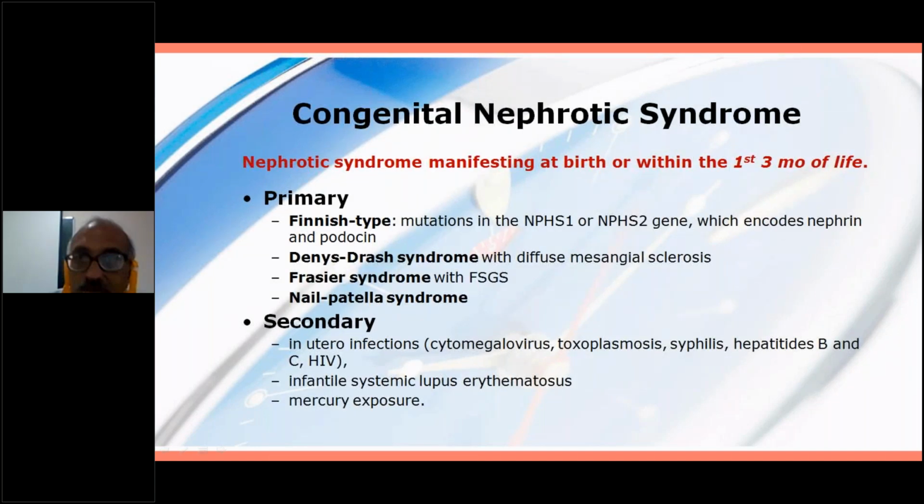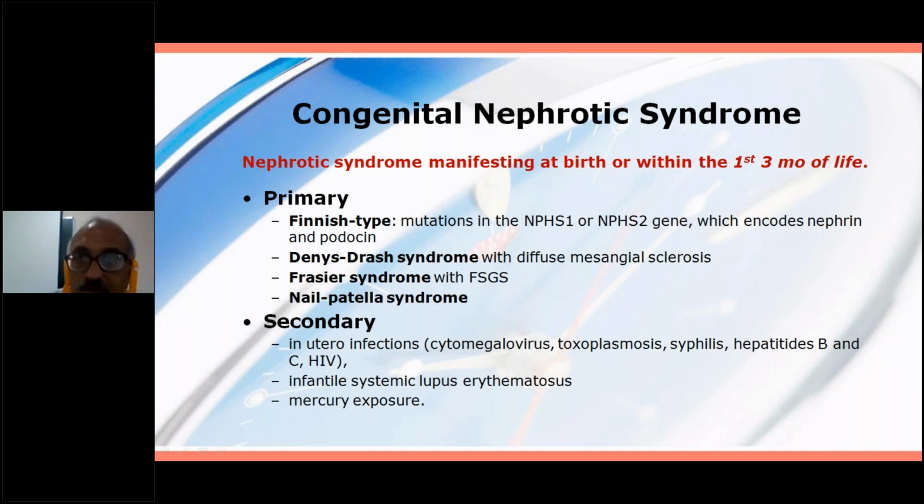Just a word about congenital forms. There are Finnish type, Denys-Drash syndrome, Frasier syndrome, Nail-patella. Finnish is a mutation of the nephrin genes, NPHS1 and NPHS2, which code for nephrin and podocin, the glomerular proteins. Denys-Drash is a diffuse mesangial sclerosis, which is also a genetic defect actually. Frasier syndrome will lead to focal segmental glomerular sclerosis. Another is Nail-patella syndrome. Much about them is not necessary.